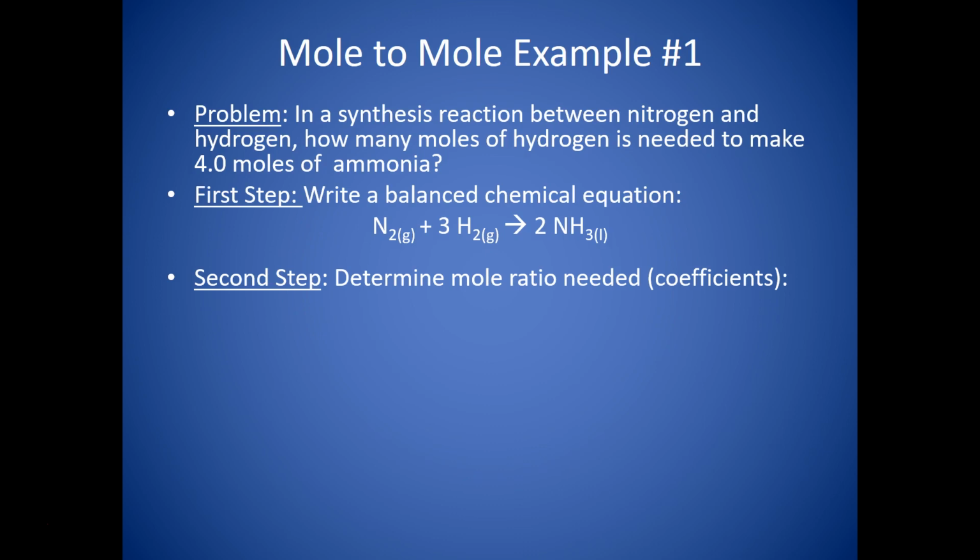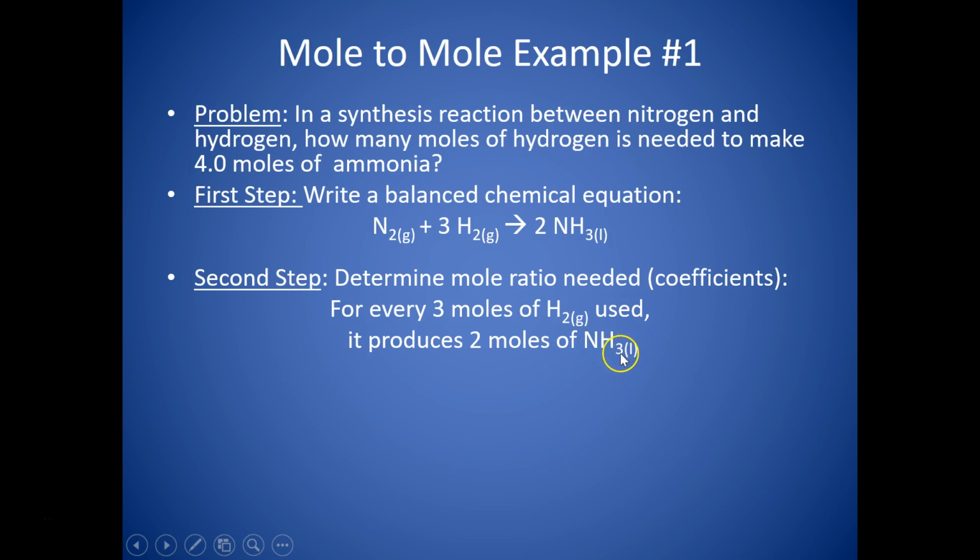Then we're going to determine the mole ratio needed. So for every 3 moles of hydrogen used, because we were asked how many moles of hydrogen are needed to make 4 moles of ammonia, it produces 2 moles of ammonia, NH3. We got that from our problem right up here.